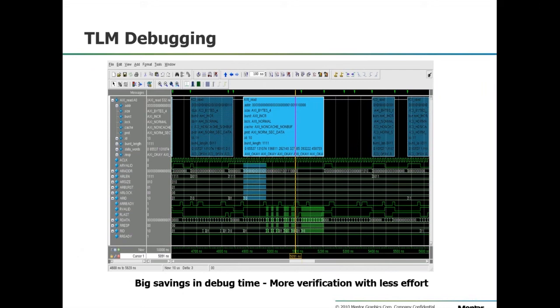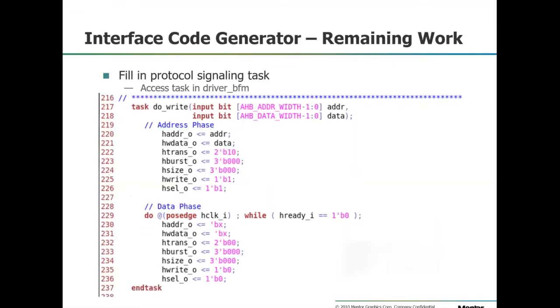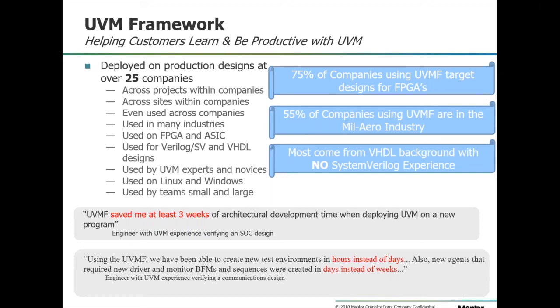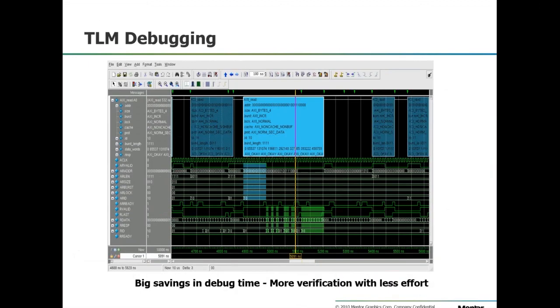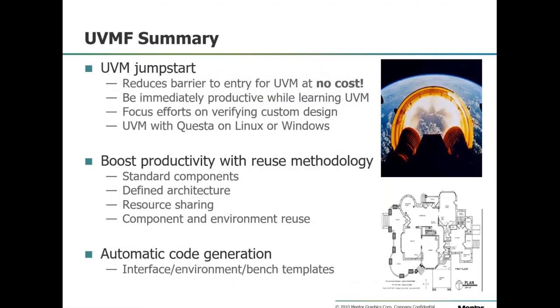What UVM does is it gives you, as I said, this TLM debugging. So you get to look at everything at this higher abstraction level. That's the other thing that ends up being put in there. When you go through that template and you create all this code, it automatically creates the wave.do file to bring all of those transactions into the wave window, so you can start doing that transaction level debugging as quickly as possible.